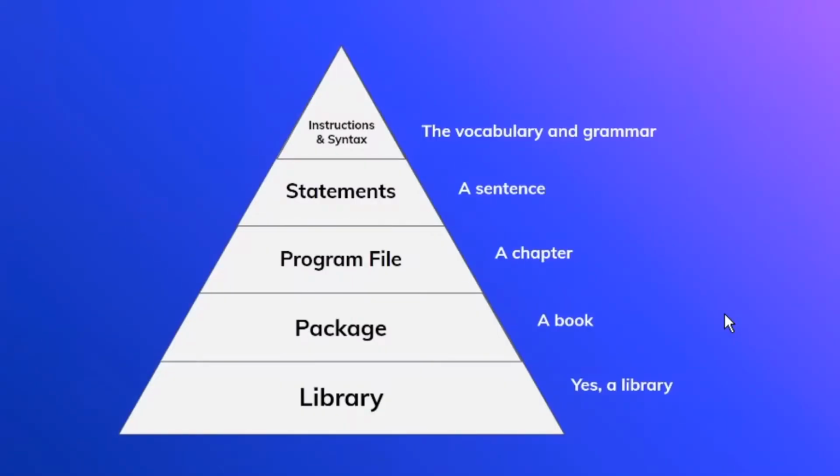So basically I made a little visual as to how everything fits together. We have our vocabulary and grammar, our instructions and syntax, and together that makes a programming statement, or your sentence. And you have all these statements and they make up a chapter or a paragraph. So your program file, and all those program files, all your Java files and whatever, are put into a package. I would think of it like a folder, and it's like a book. And you have all these books together and you put them together and you make a library.